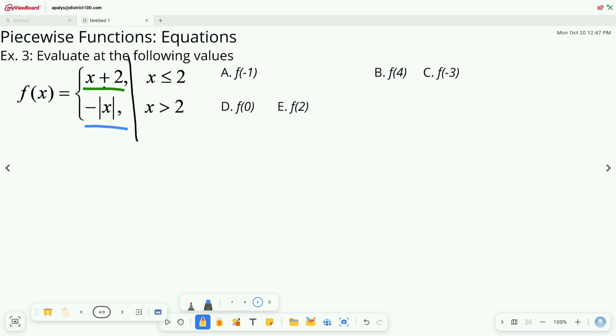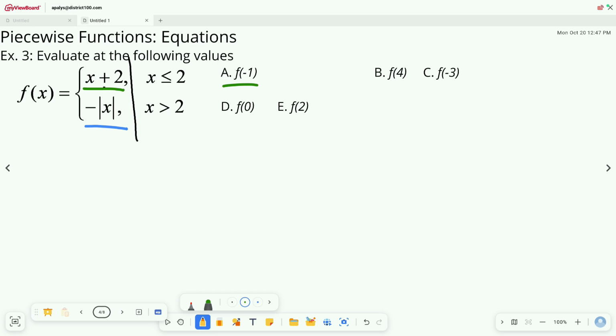So here we've got the wrong color. What the heck? There we go.